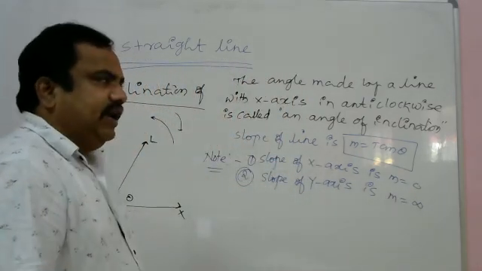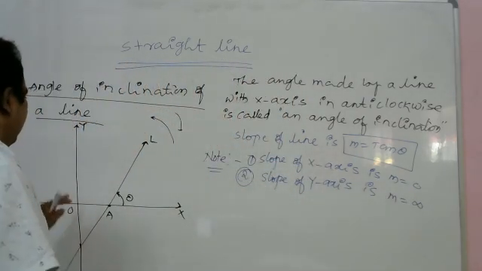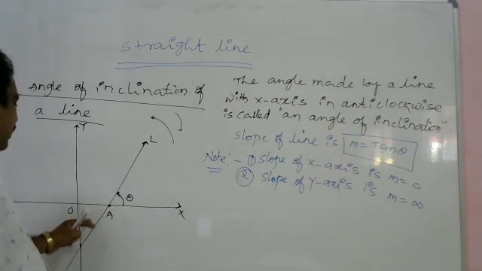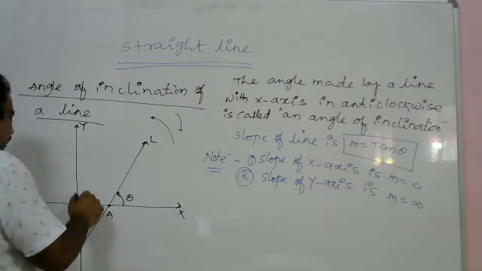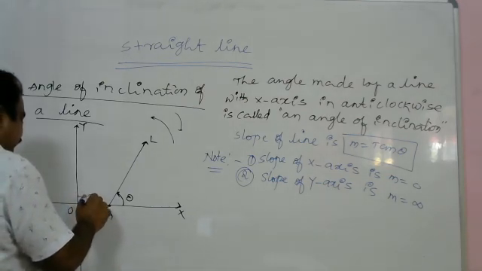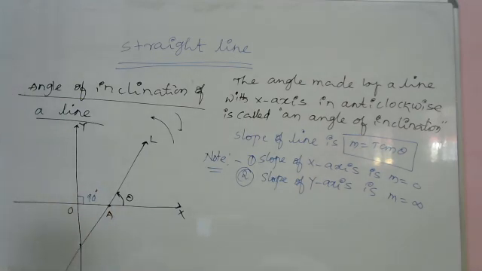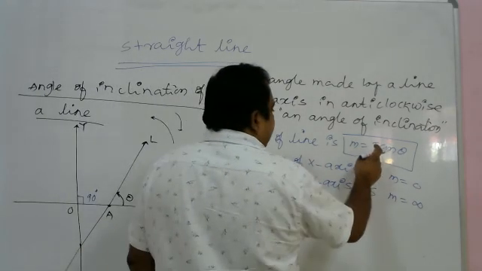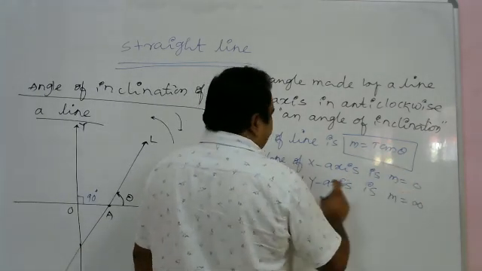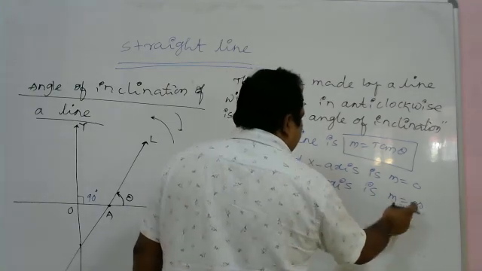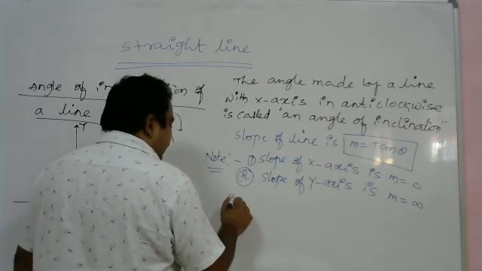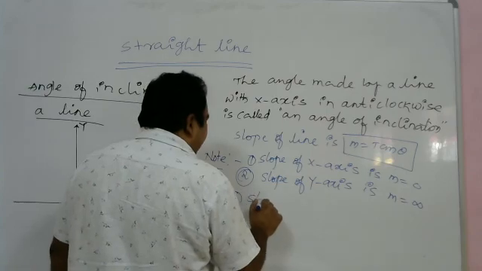Similarly, slope of y-axis means line is y-axis. So this y-axis is making angle pi by 2. So here 90 degrees will be there. y-axis will make angle 90 degrees with x-axis. Therefore, m equal to tan 90. Tan 90 is what? Infinity. So therefore, slope of y-axis should be what? Infinity.